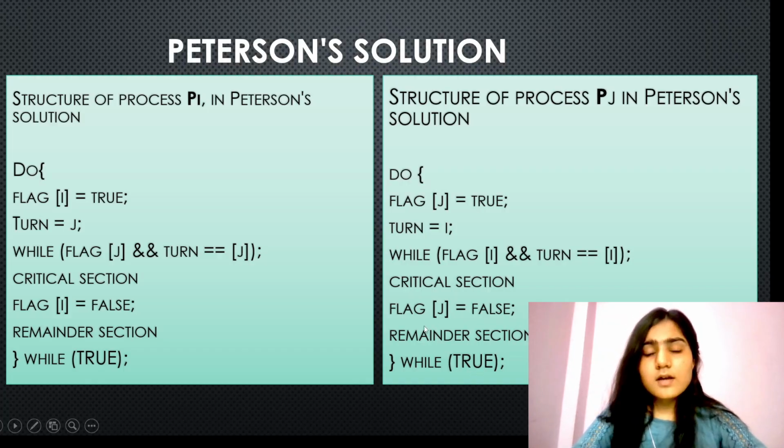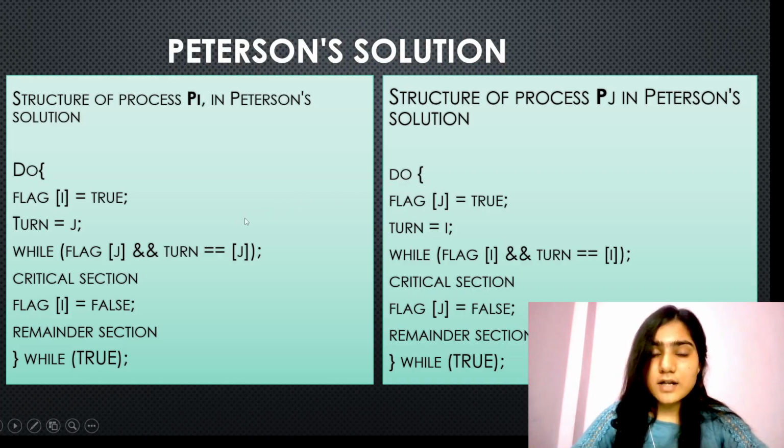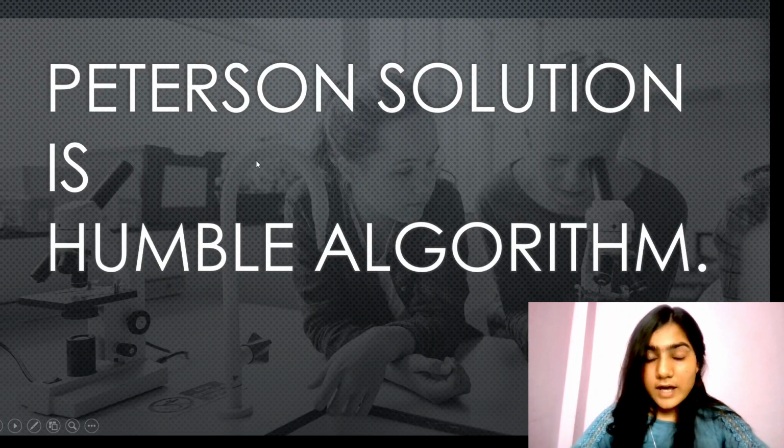Therefore, we can see how processes Pi and Pj alternate their execution between the remainder section and the critical section. So by seeing this code, we can say that the Peterson solution is a humble algorithm.